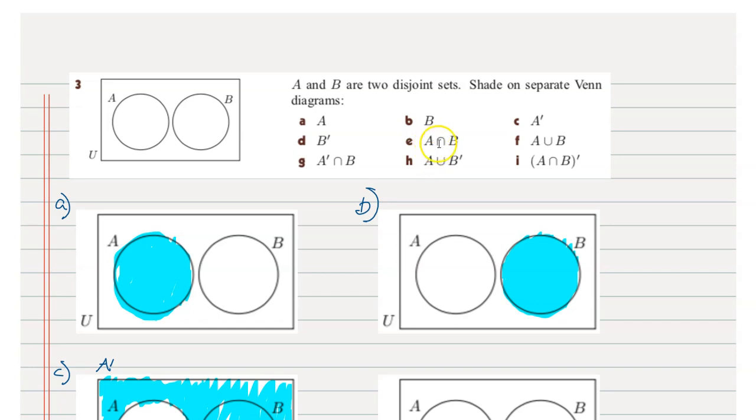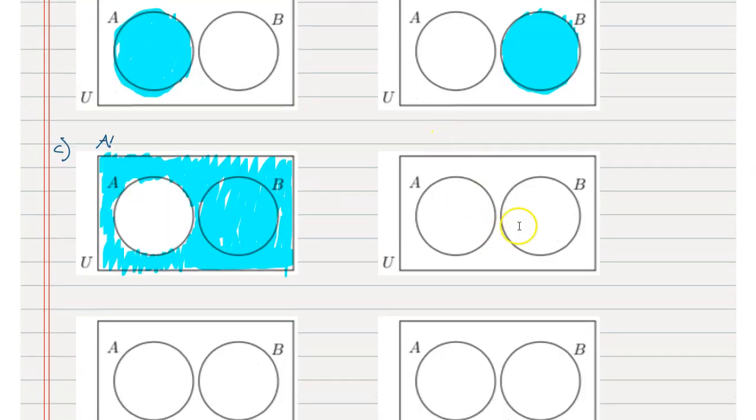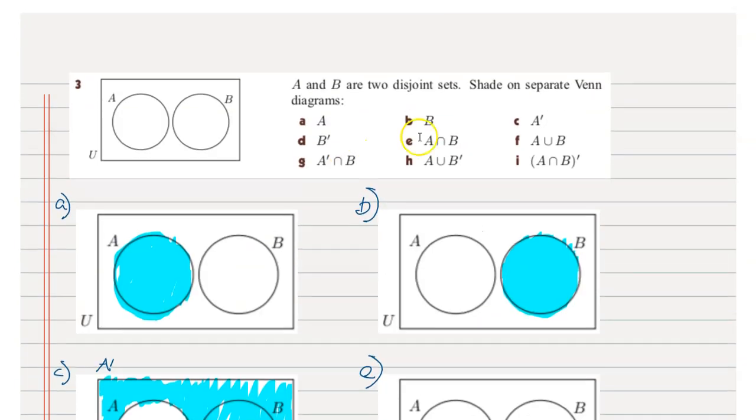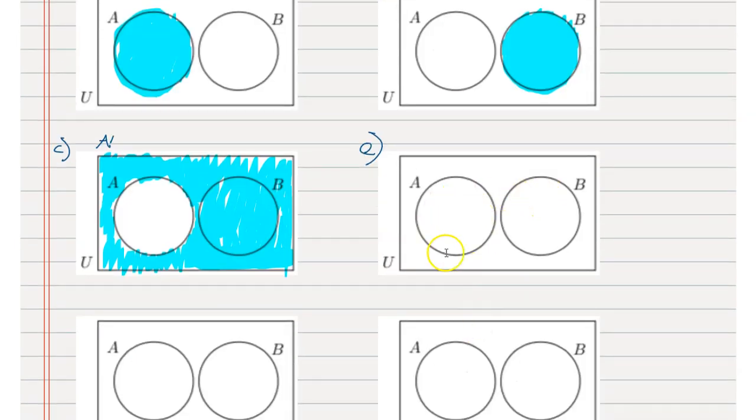So we'll jump into the intersection of A and B. Well, notice that there is no intersection between A and B. So therefore, there's actually nothing to shade in this diagram. We have to leave it all unshaded because there is no intersection, so it has to remain unshaded.